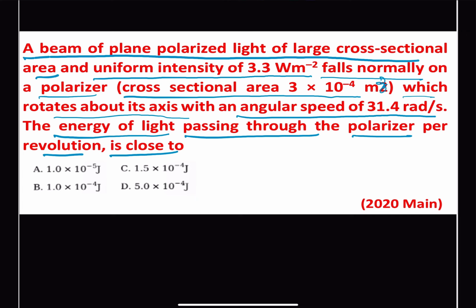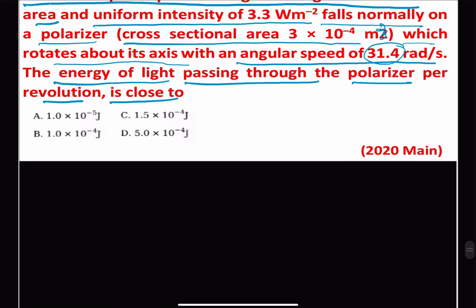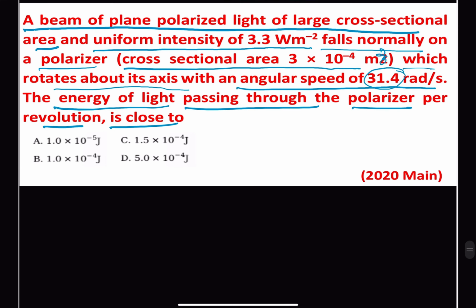So here we are given a polarizer, and that polarizer is supposed to rotate with an angular speed of 31.4. So we can just draw the figure. Let us suppose this is our polarizer, and this polarizer is rotating in any direction with the angular speed of 31.4, and we need to find out the energy of the light that is passing through the polarizer per revolution.